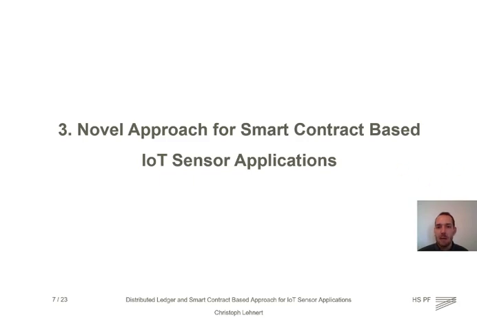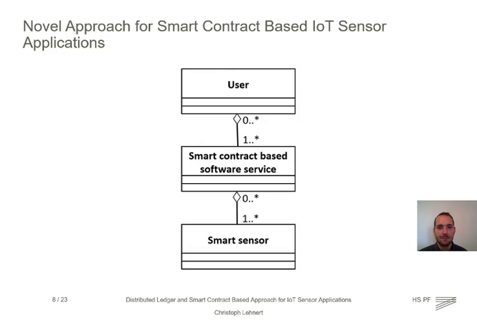To overcome the mentioned disadvantages, which I told you on slide 4, we design a novel approach for smart contract-based Internet of Things sensor applications. The system can be broken down into the parts smart sensor, smart contract as a software service, and the users, as shown here. The central component of the concept is one or more DLT-based software services.